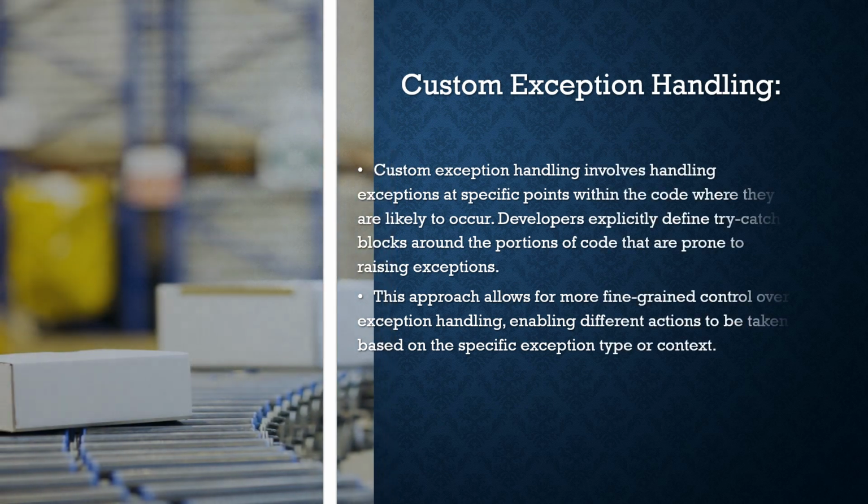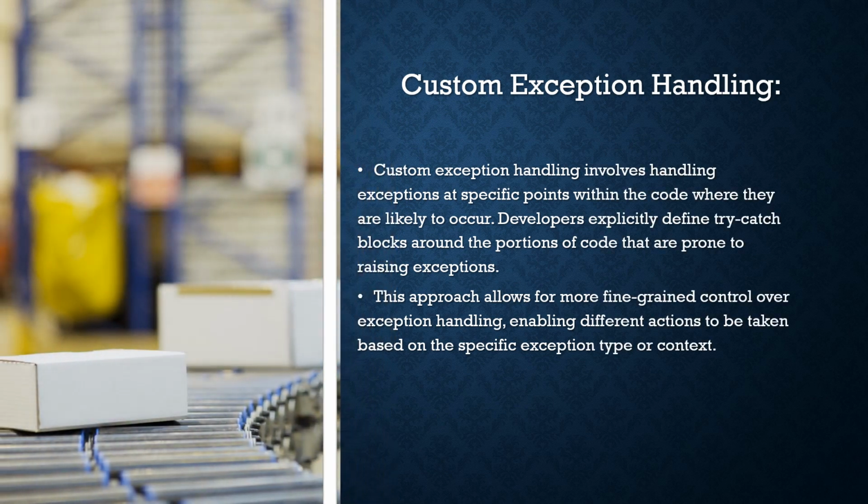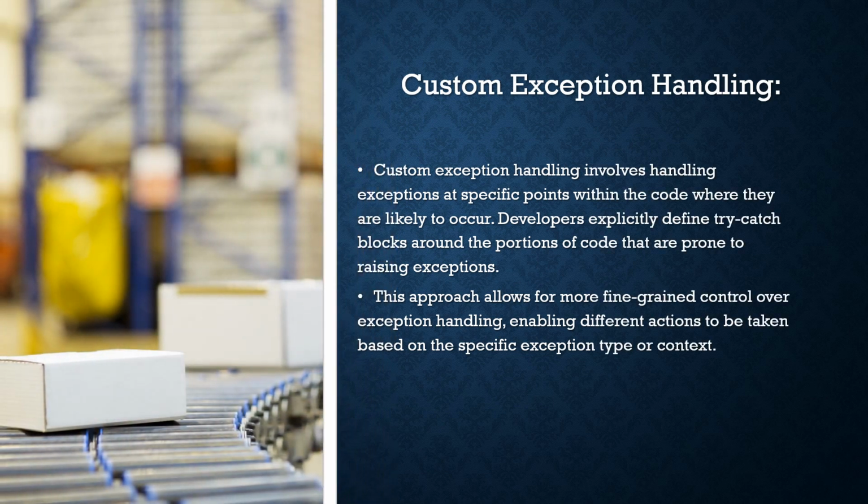Custom exception handling, on the other hand, involves handling exceptions at the specific point within the code where they are likely to occur. So developers explicitly define try-catch blocks around the portions of code that are prone to raising exceptions. This approach allows for more fine-grained control over exception handling, enabling different actions to be taken based on the specific exception type or context.